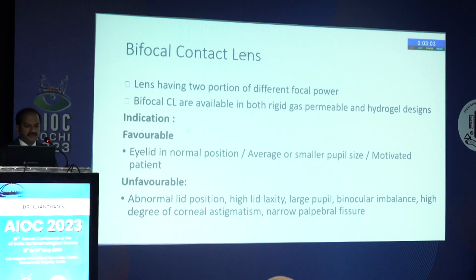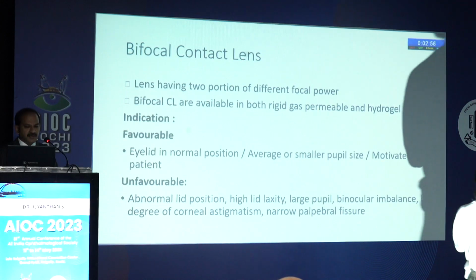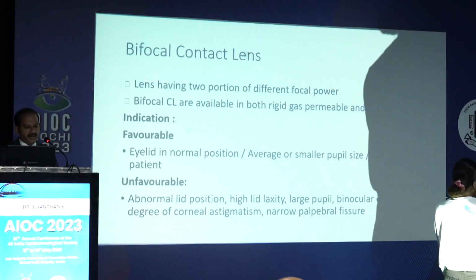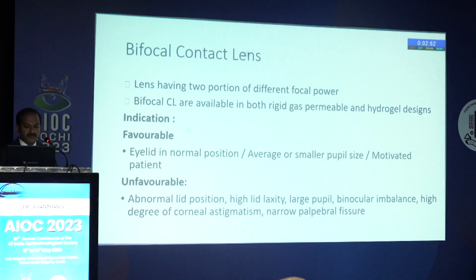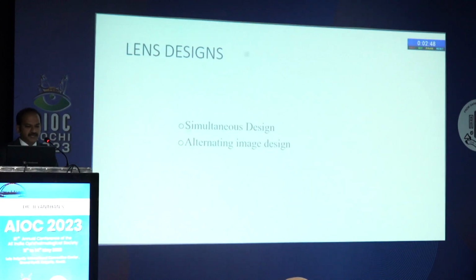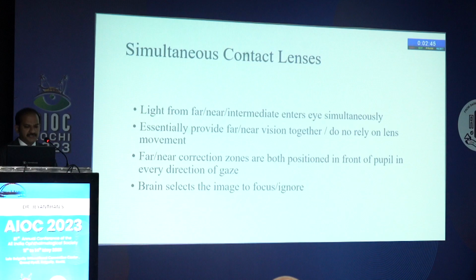Basically, bifocal contact lenses have two portions of different power. The bifocal contact lenses are available in both RGP and hydrogel designs. Patients who have an eyelid in normal position, average or smaller pupils, and motivated patients are favorable, else it is unfavorable. So basically it comes as a simultaneous or alternating image design.